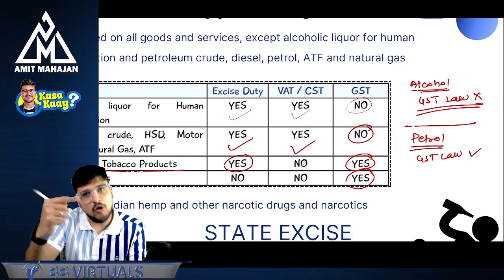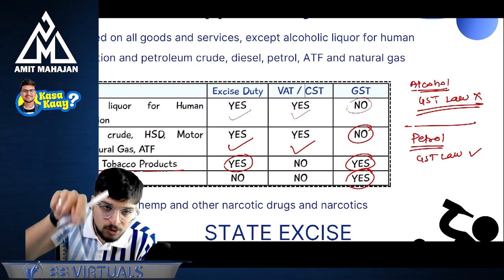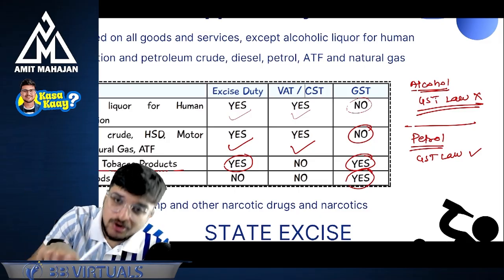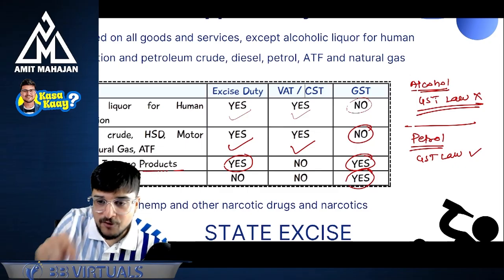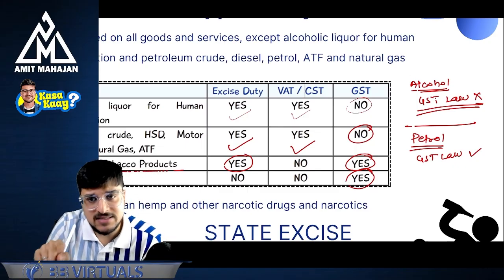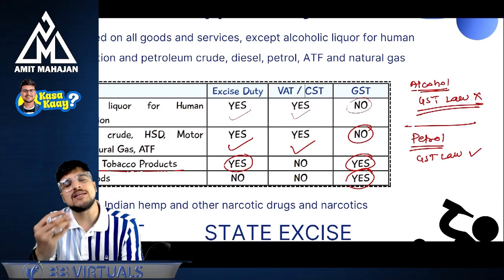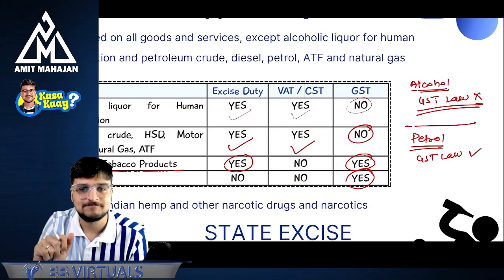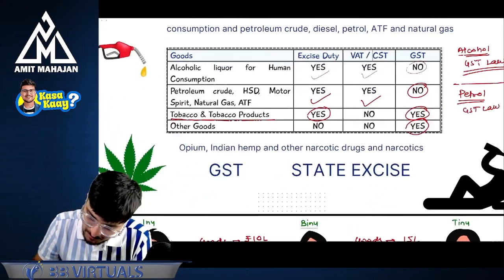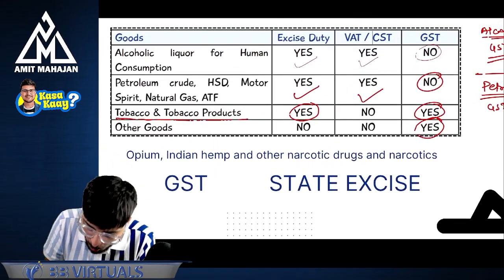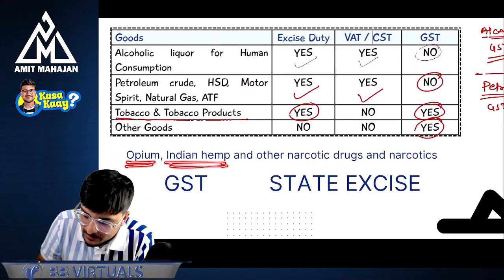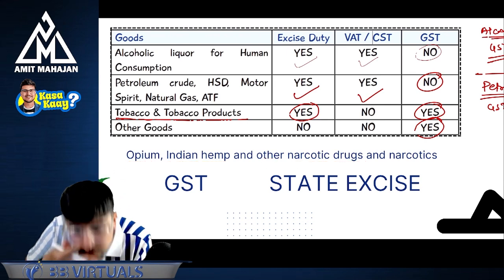Understanding the difference between alcohol and petrol: alcohol is not included in GST law. Petrol is included in GST law. And if you want to start charging GST on petrol, you will have to just issue one notification. That's it. Understanding? Okay.